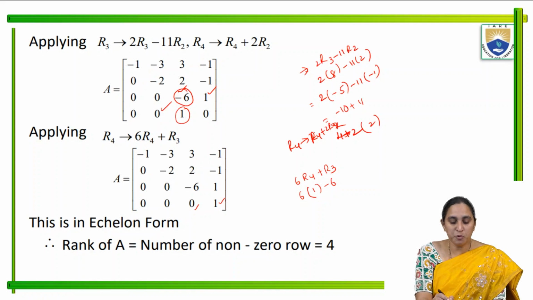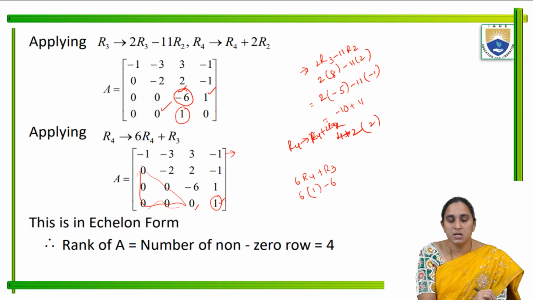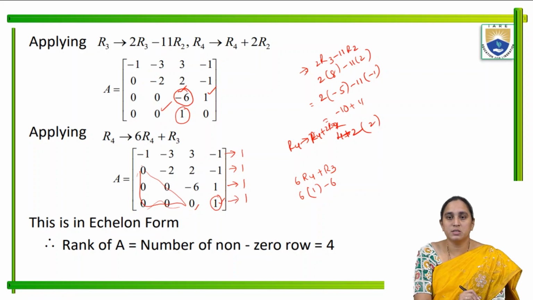Is there any possibility to make this 1 as 0? No, because if you apply that, again we get numbers. Observe that below the diagonals are completely 0. Therefore, this is an echelon form. Therefore, the number of non-zero rows: this is one non-zero row, this is one non-zero row, this is one, and this is one.